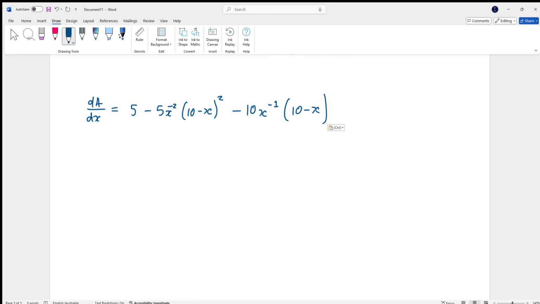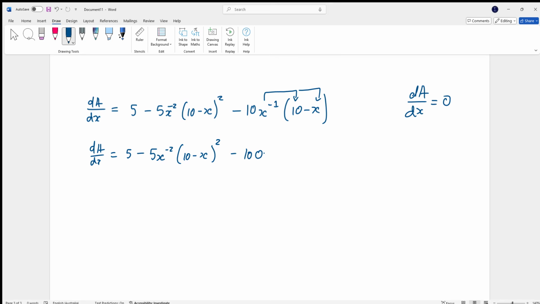Okay. So you would obviously set that equal to 0 and solve for it. But here, let's also differentiate it as well, because we're going to need the second derivative at some point. Now what I would do is multiply that out to make it a bit easier. So dA dx equals 5 minus 5x to the negative 2, 10 minus x squared, minus 100x to the negative 1, plus 10. And that's it, because the x to the negative 1 times by x cancels out completely, and you're left with nothing there. Or technically an x divided by an x, but that's okay.